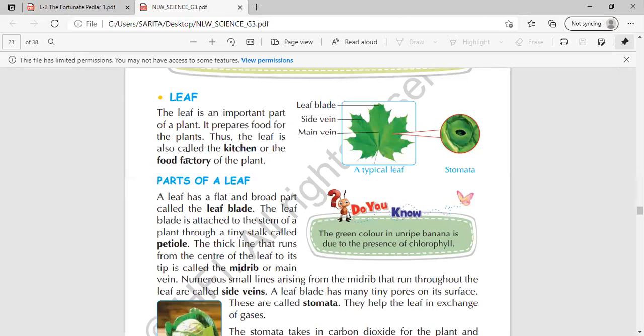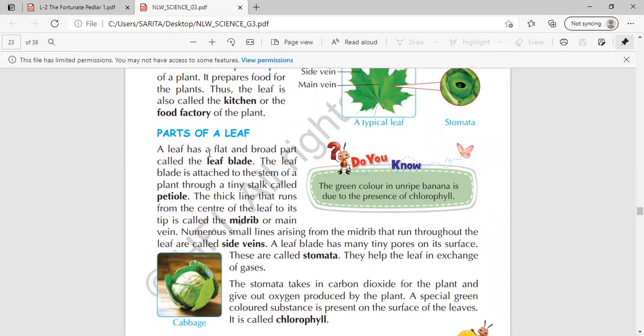Thus, a leaf is also called the kitchen or the food factory of the plant. The leaf is called the kitchen of the plant, or we can say a food factory, the factory where food is made. Where is it made? In the leaf. So for plants, the leaf makes the food. With the help of sunlight, air, and water, they make food for the plant. Okay, parts of a leaf. Let's read about a leaf.